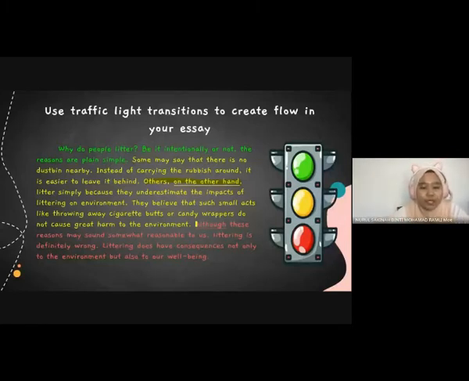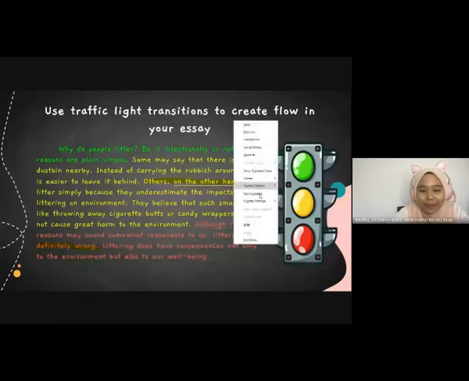Although these reasons may sound somewhat reasonable to us, littering is definitely wrong. So you are emphasizing your opinion here. Littering does have consequences not only to the environment, but also to our well-being. So this is the bridge.